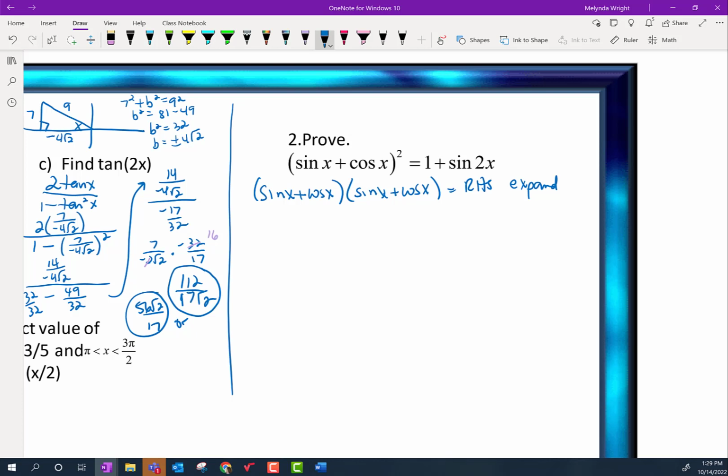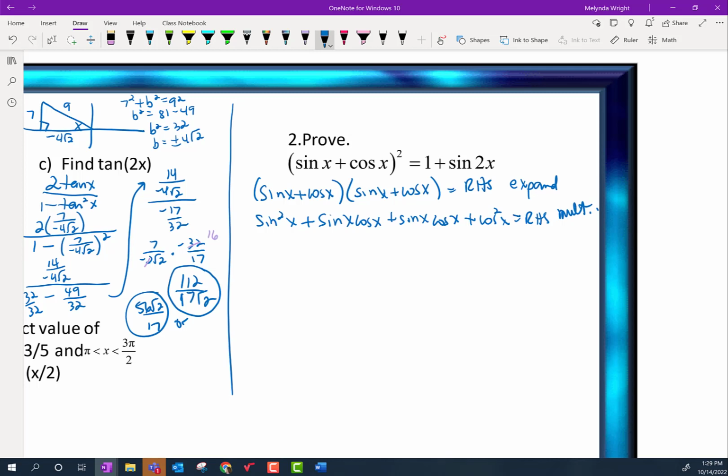I'm going to multiply it all out. So sine times sine is sine squared. Sine times cosine is sine times cosine. Cosine times sine is sine times cosine. And cosine times cosine is cosine squared. And all we did is multiply. I can't spell multiply. M-U-L-T, multiply.